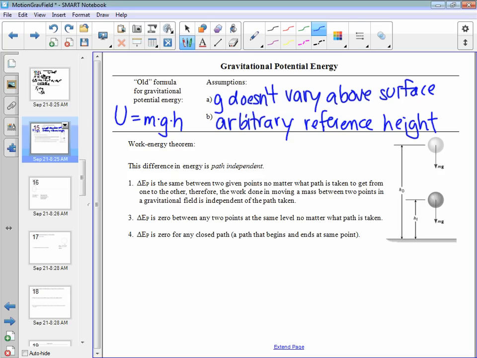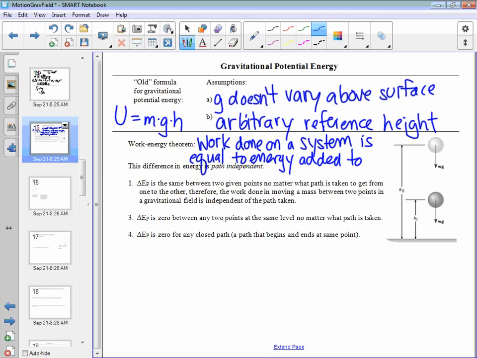Anyways, we're going to start off talking about gravitational potential energy here with the definition of the work-energy theorem, basically that the work done on the system is equal to the energy added to it. What this tells us, when we're dealing with transferring energy between gravitational potential and kinetic, is that any time you're putting work into a system, it's path independent, which means it doesn't matter what path you take between 2 points. The work done moving that object between those 2 points on any path is the same.